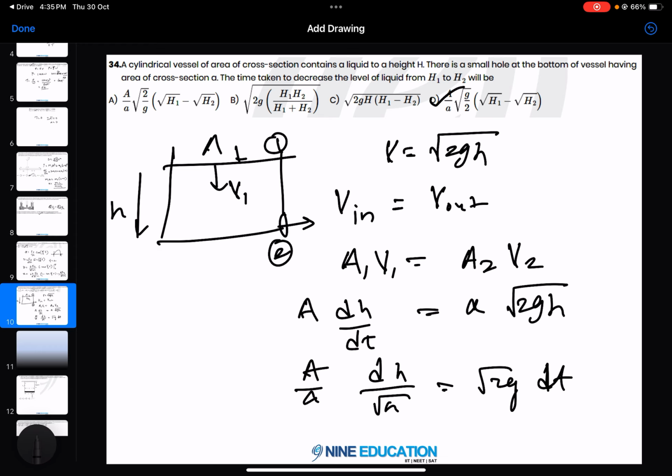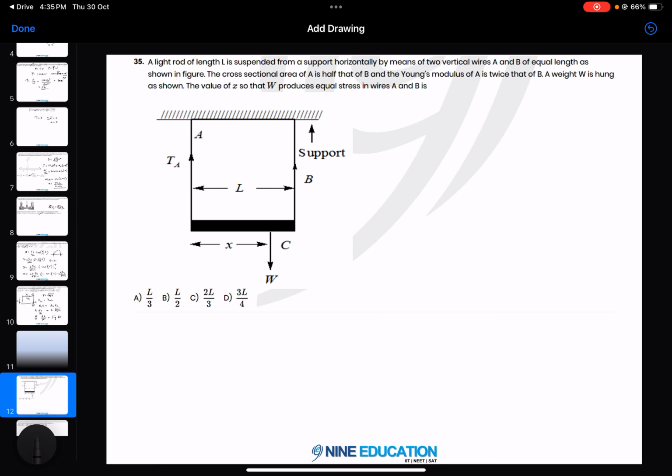Before capital A, here we have g by 2, so it will be 2 by g, which will make it option A. Moving on to the next question.